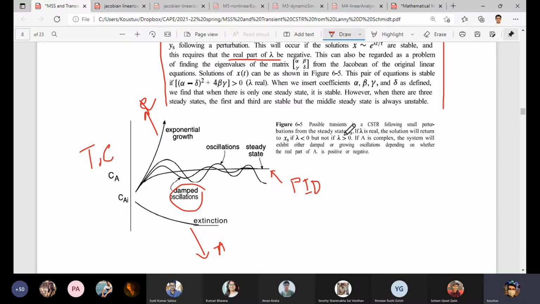behavior. So what is written here is that if lambda is real, the solution will return to xs. That means the deviation variable will fall back and it will decrease. dx/dt will gradually fall down and become 0, and then x will remain stuck at xs, the steady state point. That happens when lambda is less than 0, but it will not otherwise. That means there will be exponential growth if lambda is greater than 0.